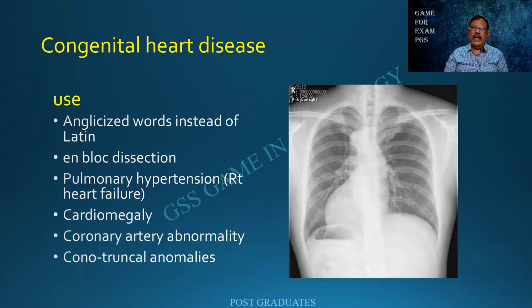Normally, we get Latin words and Greek words, but there is a nomenclature in which we should use the English words or the anglicized words. There should be an en bloc dissection when you are suspecting a cardiac or a cardiovascular or a cardiopulmonary pathology. If it is going to be a pulmonary hypertension and death, that can be symptoms of right heart failure.